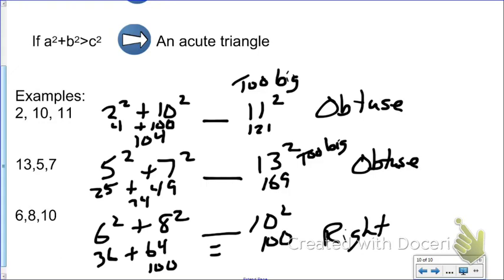Okay, so those are some rules about Pythagorean theorem and some examples. If you have any questions, please ask in class.